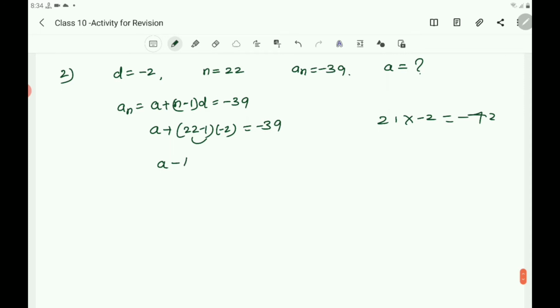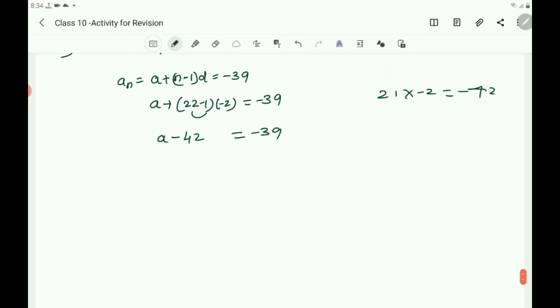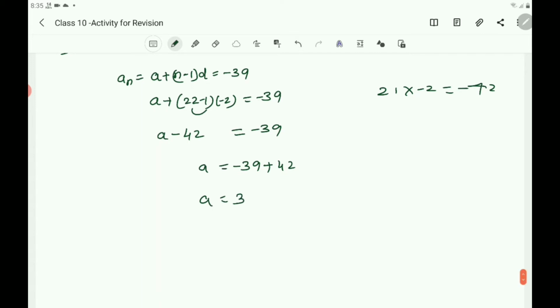It is a minus 42 equals minus 39. Then you write a equals, transfer this minus 42 to RHS. Minus 39, it becomes plus 42. Then a equals 42 minus 39. Minus 39 plus 42 is nothing but 42 minus 39. That is 3. You know that here 42 minus 39 is 3.